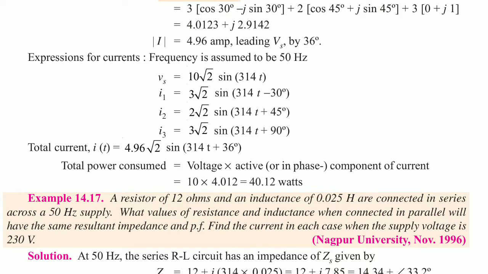The total power consumed is equal to voltage times the active component of current, that is, 10 times 4.012, which is equal to 40.12 watts.